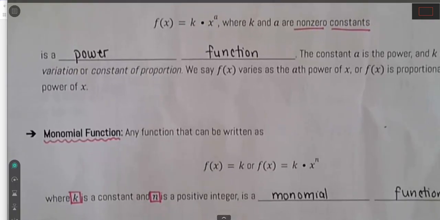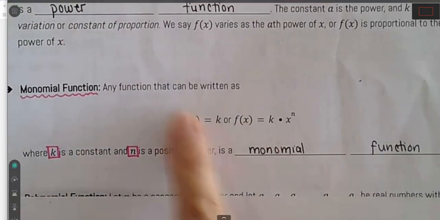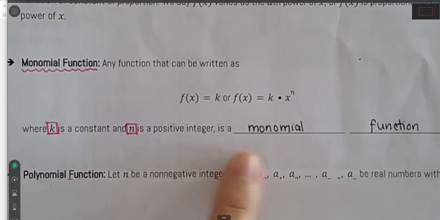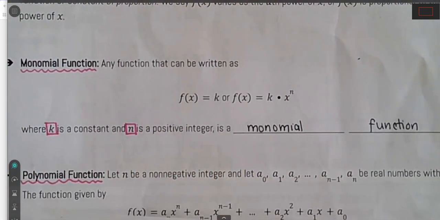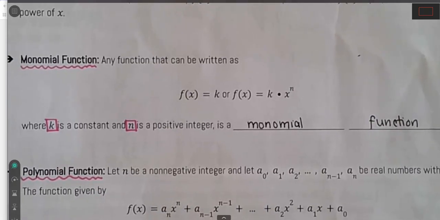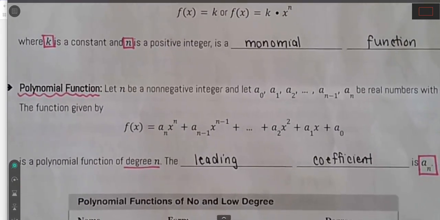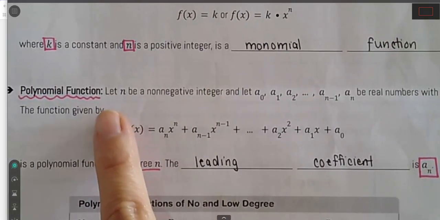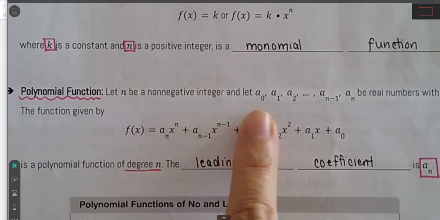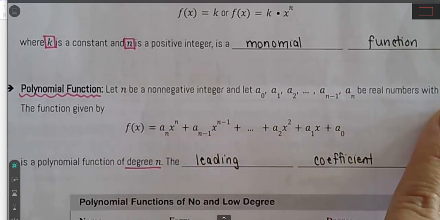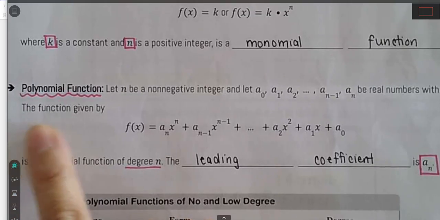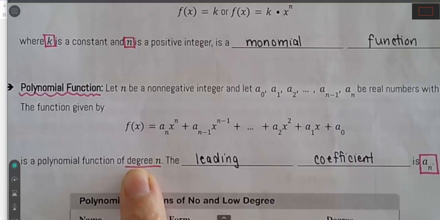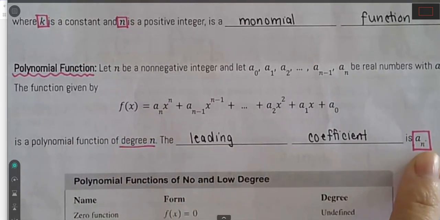All right, monomial function. Any function that can be written in this form, where k is a constant and n is a positive integer, is a monomial function. A polynomial function, please let me know if I'm going too fast, okay? A polynomial function: let n be a non-negative integer, and let all these lovely a's be real numbers with a sub n not equal to 0. The function given by this is a polynomial function of degree n. The leading coefficient is a sub n.